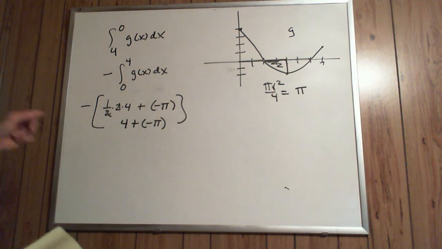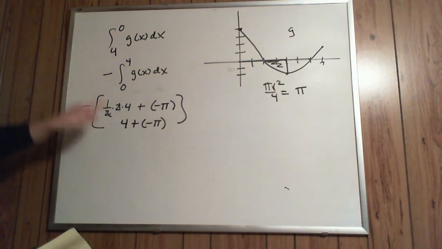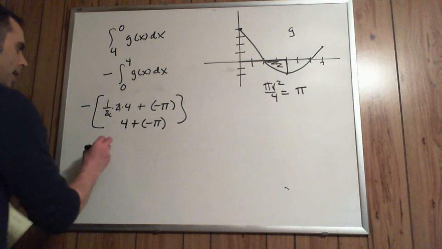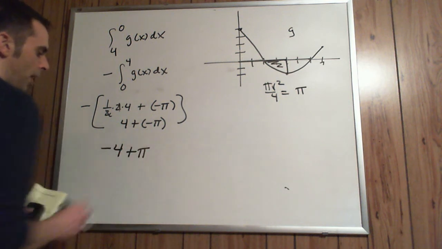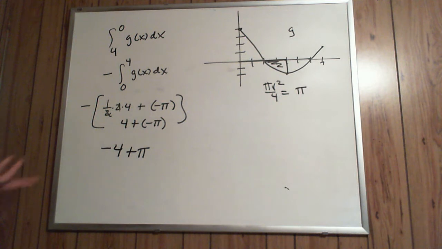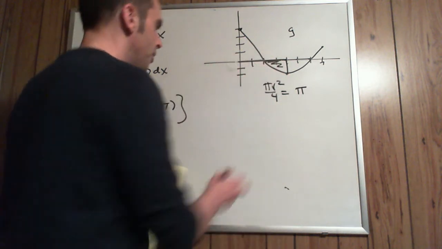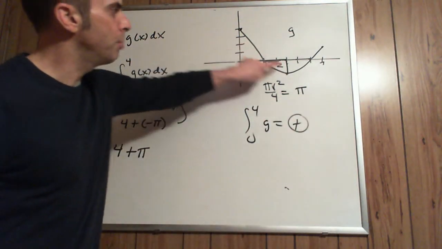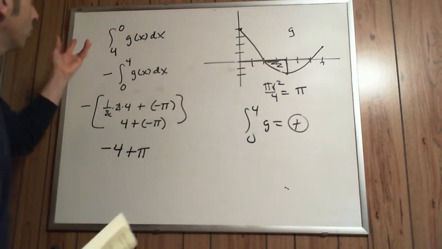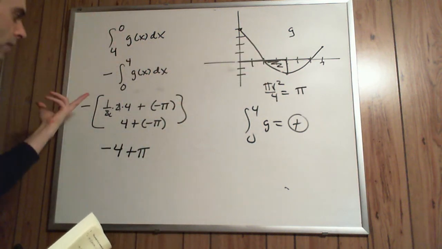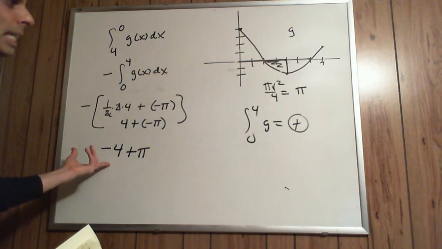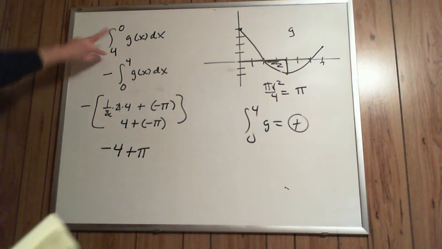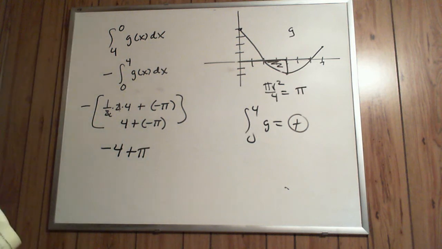But because the original problem went from a higher number to a lower number, all these signed areas will be negated. So when you distribute the negative, you get -4 plus pi. If we were to just go from 0 to 4 of this function, I would definitely say the answer would be positive because there's more area above than below. But because we were given 4 to 0, that reverses everything. So it would be more negative, slightly more negative in this case, because when these limits go from high to low, everything gets reversed.